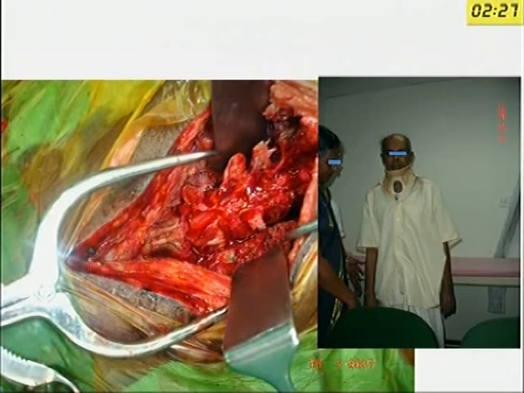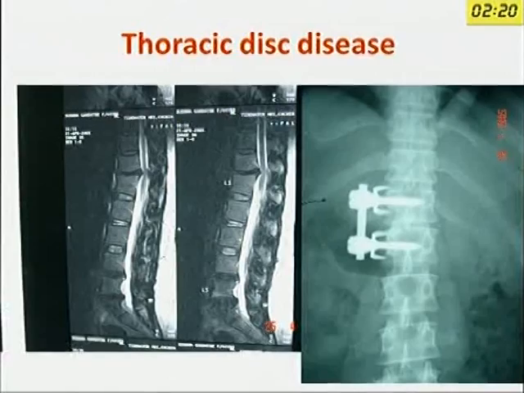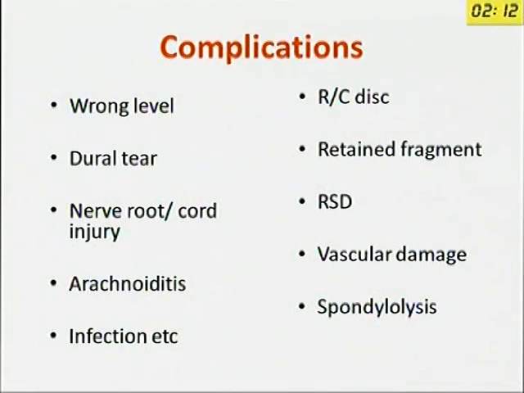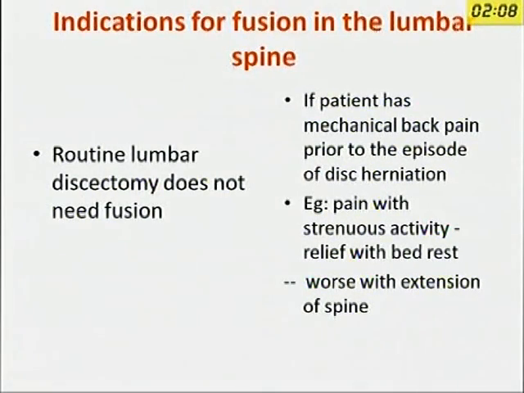And most of them, if it is done within a year of occurrence, may become walkers, but the finer movements may be impaired. Thoracic disc disease is very rare. You may have to address it anteriorly by a thoraco-abdominal approach. And the complications mostly may be wrong level, dural tear and so many. And the routine lumbar discectomy doesn't need fusion.